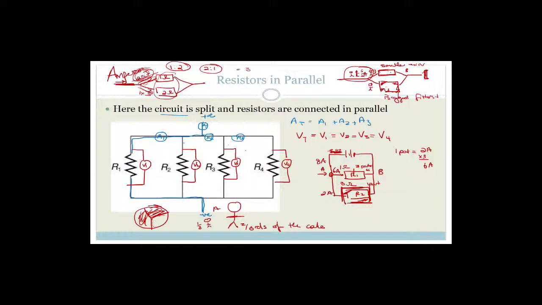You see, we started off with 8 amps. We now have 6 amps and 2 amps. 6 plus 2 is 8. So therefore, we can say that yes, the total current is equal to the sum of the currents.